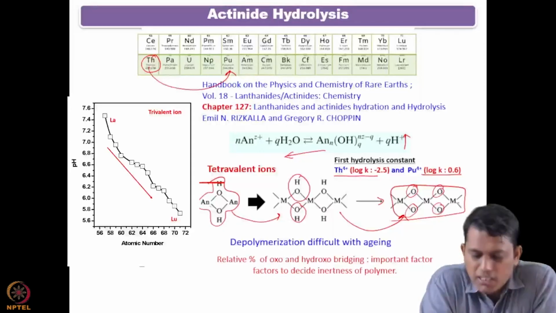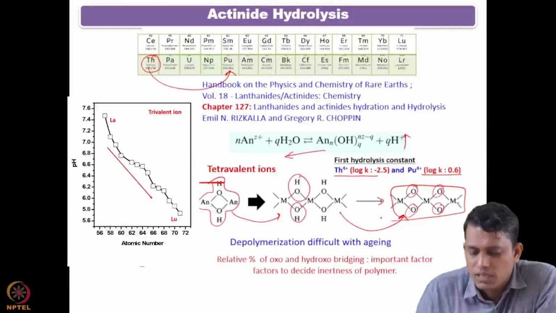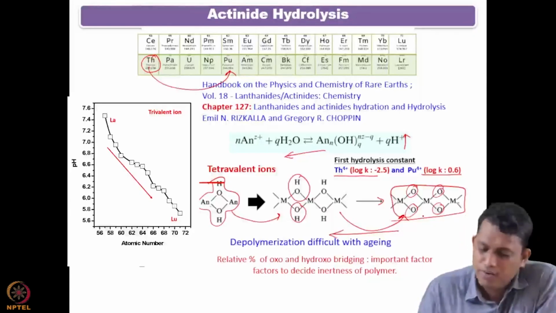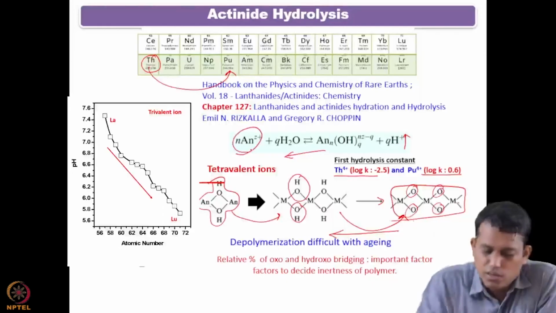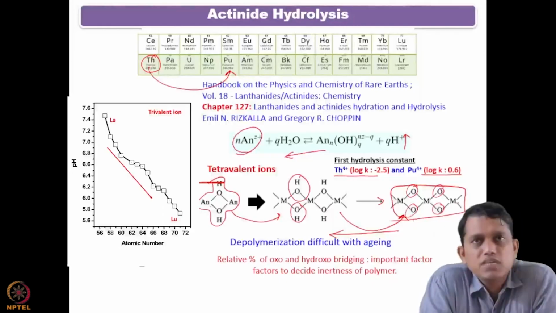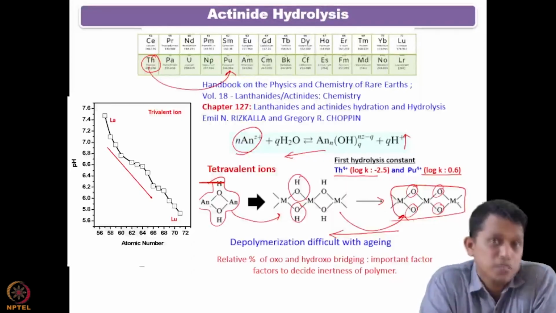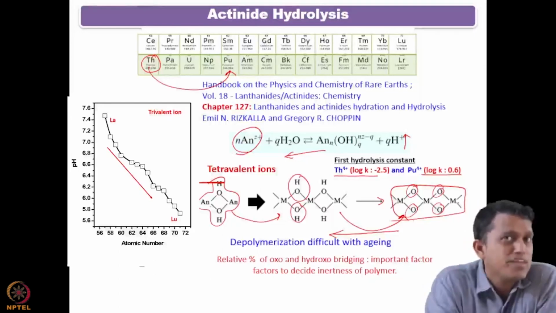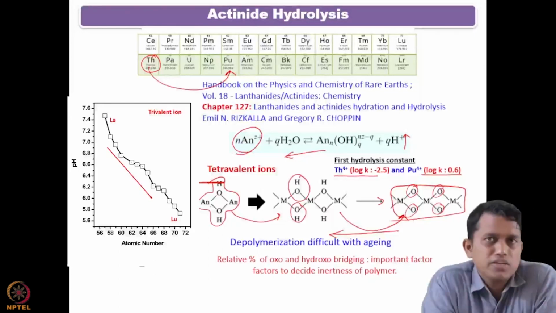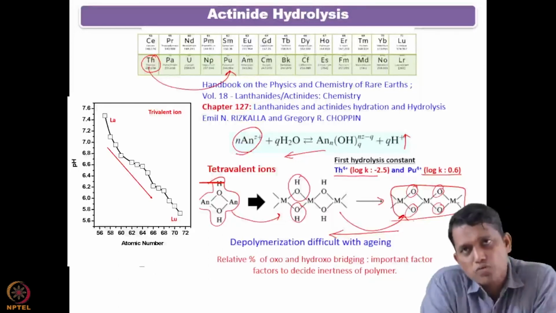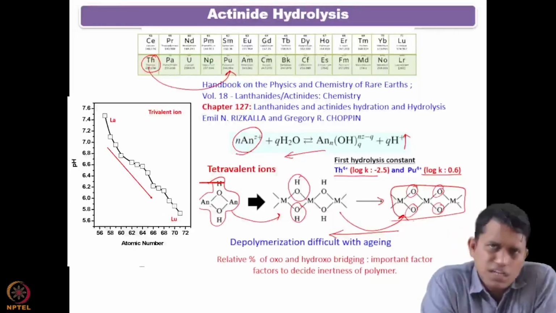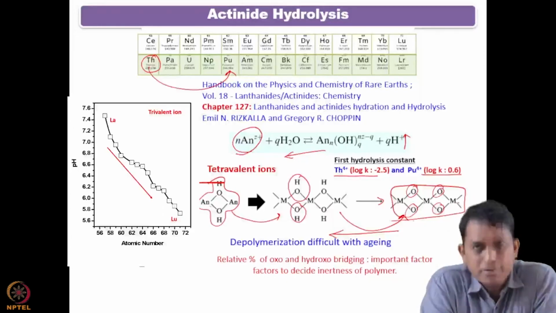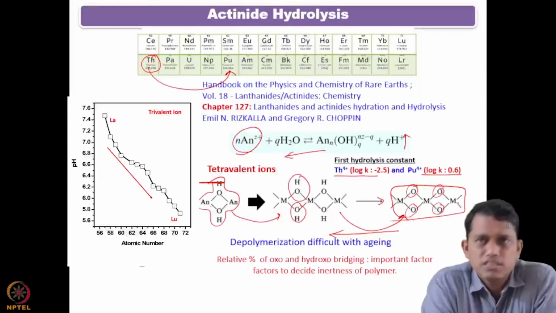So this phenomenon is basically a polymerization. When I say depolymerization, we are trying to get back from this to our metal ion. This depolymerization becomes very, very difficult when we are talking about aging. And this depolymerization tendency is basically dependent on the percentage of oxo and hydroxo bridging. If the percentage of oxo bridging is very high, then depolymerization is very, very difficult. Whereas if the percentage of hydroxo bridging is high, we can still have some sort of depolymerization.